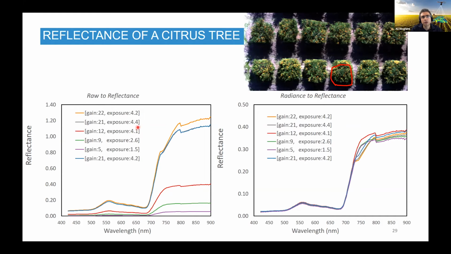But if we convert raw to radiance and then to reflectance, then we account for those sensor inconsistencies, and we get fairly similar spectral response of the pixels.